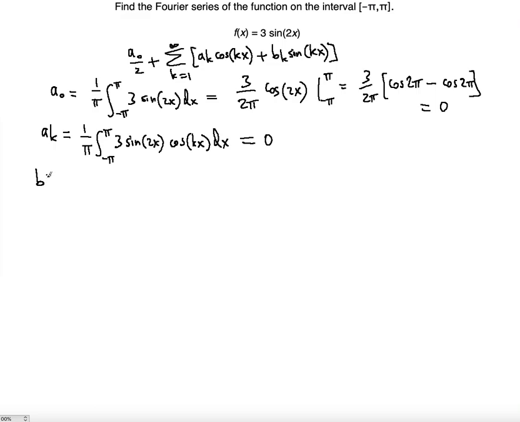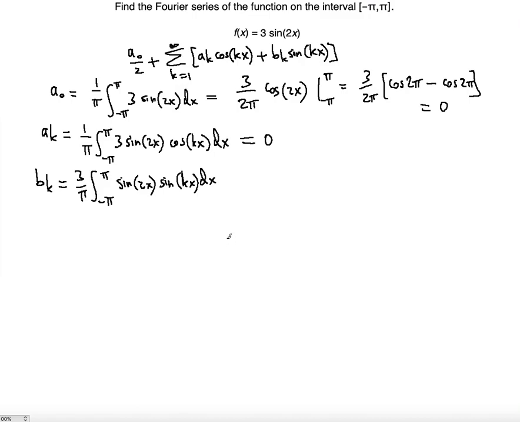Now b subscript k is an interesting case, because here, let's put the 3 outside, 3 over pi, from negative pi to pi, we're going to have sine 2x. We already put the 3 outside. Sine 2x multiplied by, this time, sine kx, because b subscript k is in the formula there.